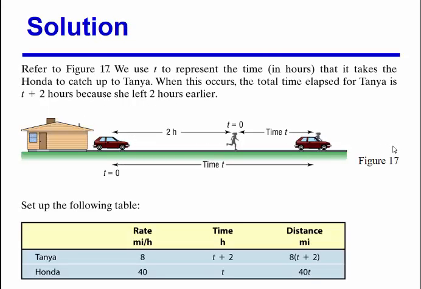So here we have the figure. We use t to represent the time in hours that it takes the Honda to catch up to Tanya. Now, when this occurred, the total time elapsed for Tanya would be t plus 2 hours because she left 2 hours earlier. Now we're going to set up the table. Tanya runs at a rate of 8 miles per hour. Her time is t plus 2. The distance would be 8 times t plus 2. The Honda is going at 40 miles an hour. The time is t, and the distance will be 40t.